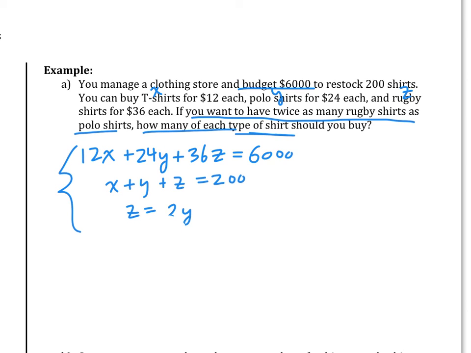Now you ask yourself, how do I solve this question? Elimination or substitution? Probably easier to do elimination, right? So go ahead and solve using elimination and then check your answer. All right, the answer to this one is 20 t-shirts, 60 polo, and 120 rugby.